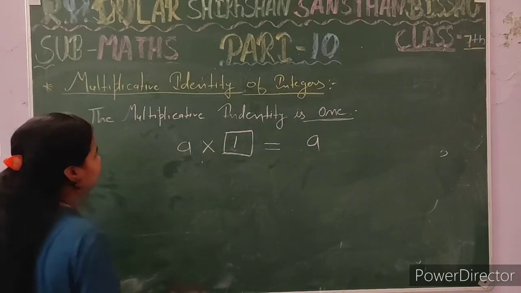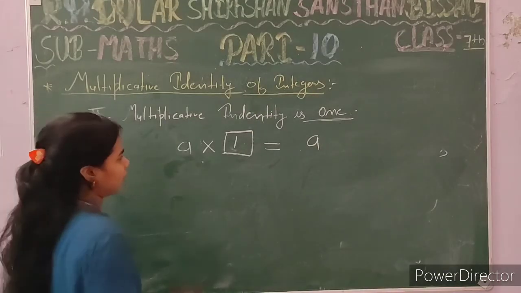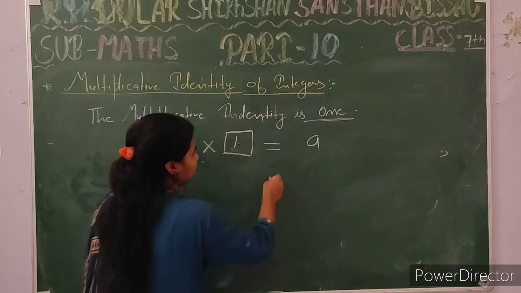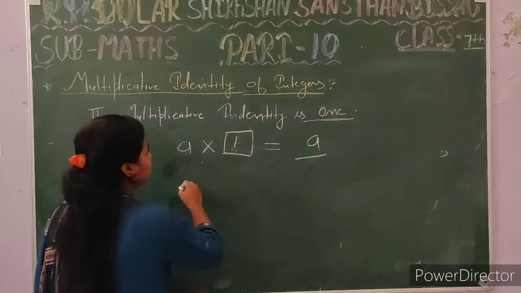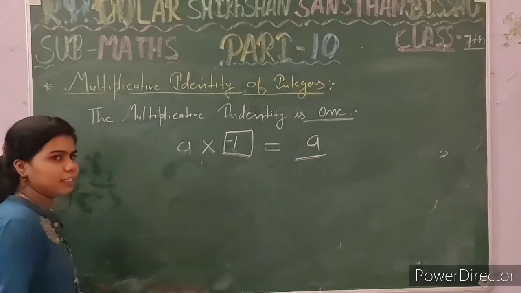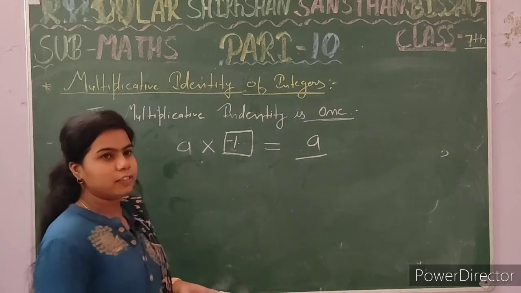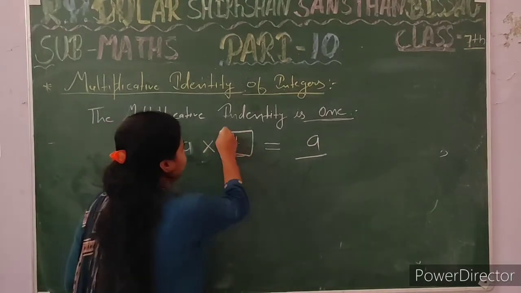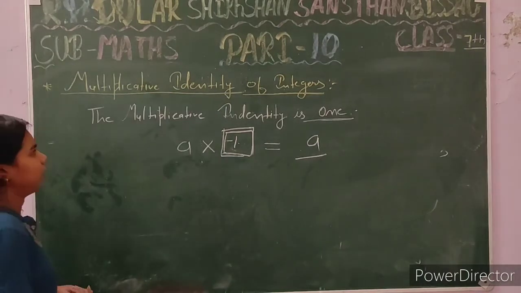So today I told you about the multiplicative identity. The multiplicative identity is 1, and if the given digit is a, then multiplying it by 1 gives the given digit. If we write -1 here, it becomes wrong, because -1 is not the multiplicative identity; it is the inverse. So students, don't be confused about the result. Today's topic is about what the multiplicative identity is.